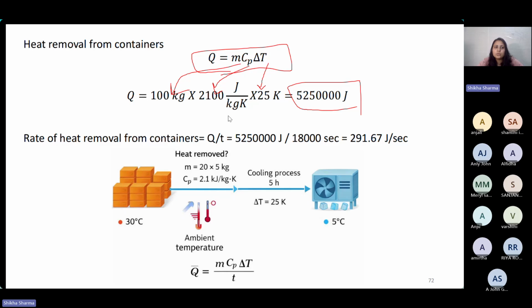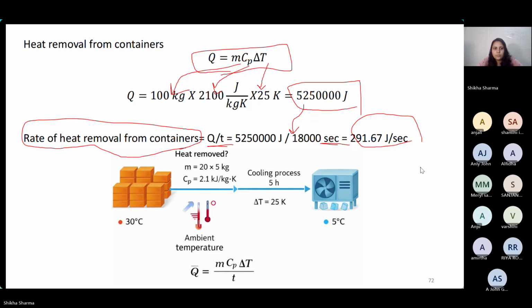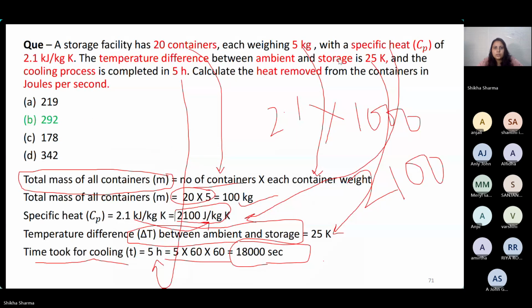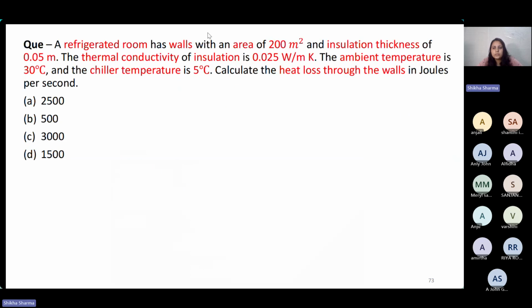525,000 joule. So the rate of heat removal from the containers will be this divided by the time, which is 18,000 seconds. So it will be 291.67 joule per second. So the heat removal from the container would be 292 joule per second. Is this question clear to everyone? Can we solve the next question?